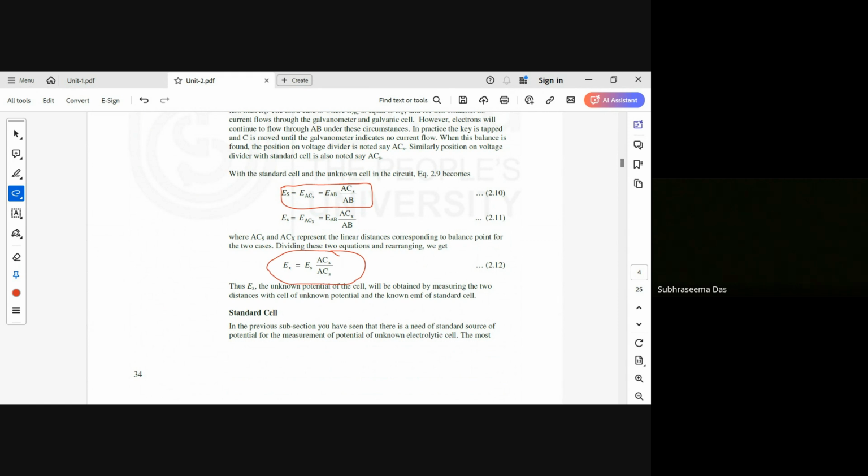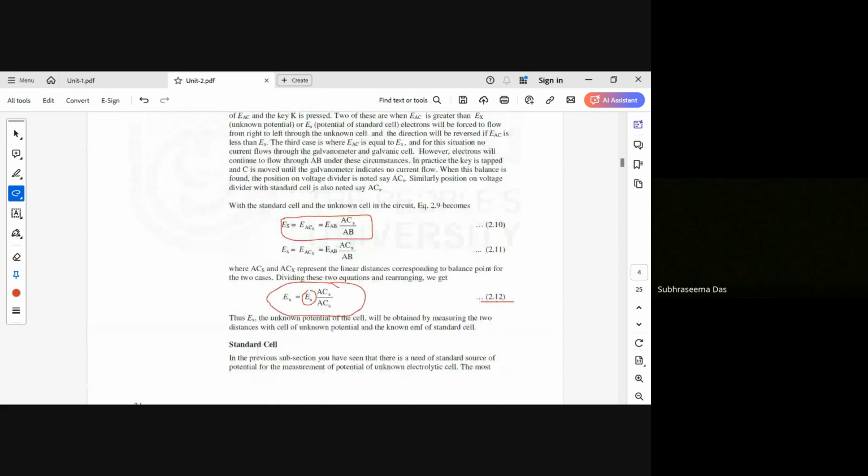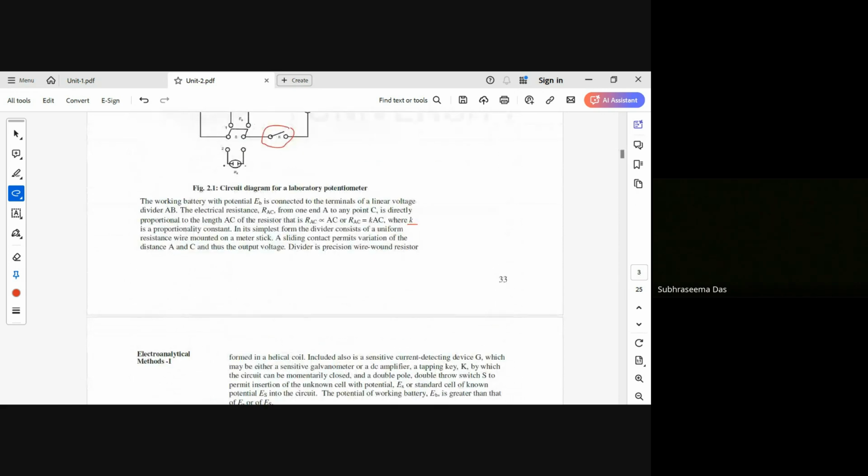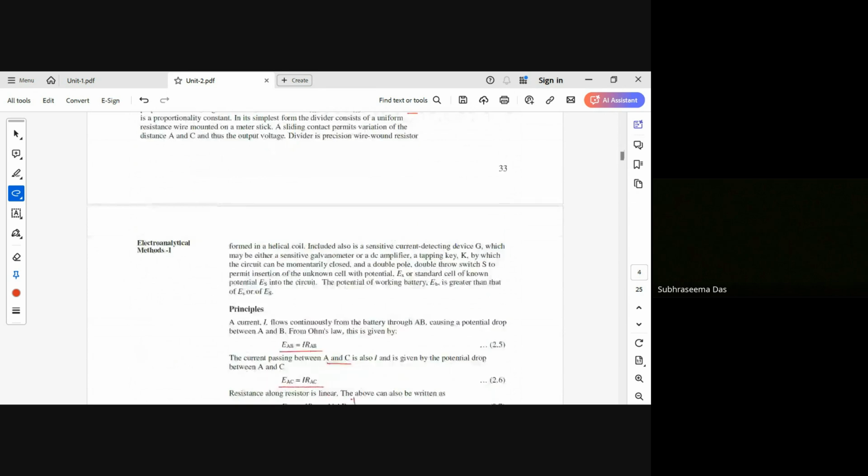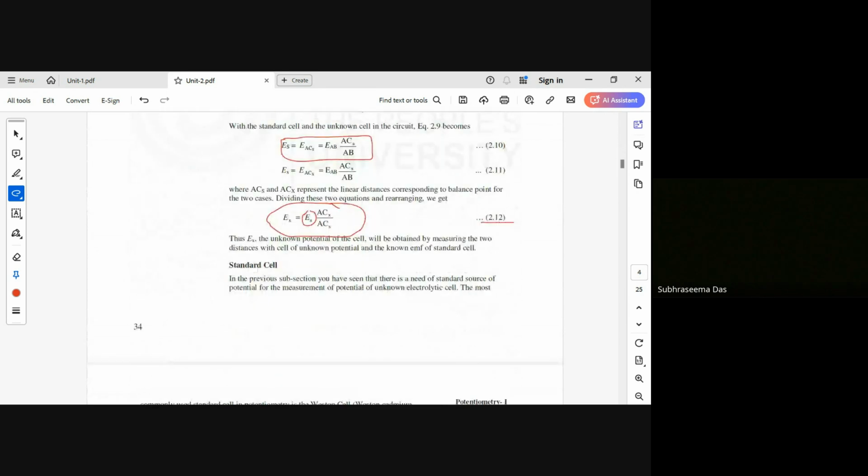the distance of the cell with the unknown potential and the known EMF of the standard cell. We have the standard cell Es, we know its potential, the AC distance we know, the ACs distance we know, and then applying all these values in equation 2.12, we can find the EMF of the unknown cell. So this is how a laboratory potentiometer works.